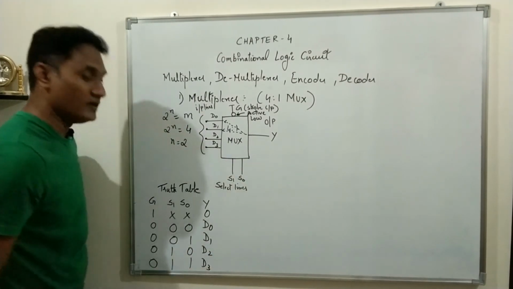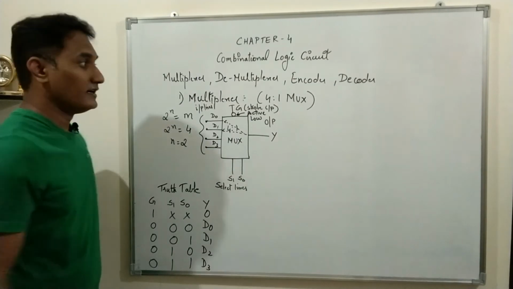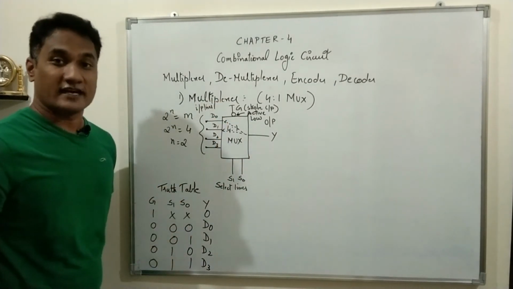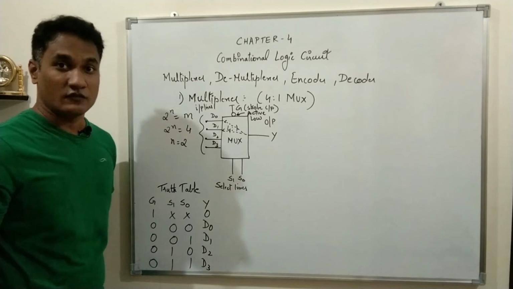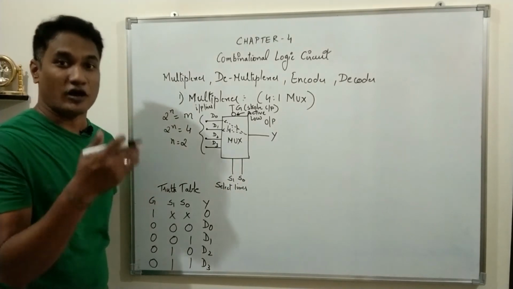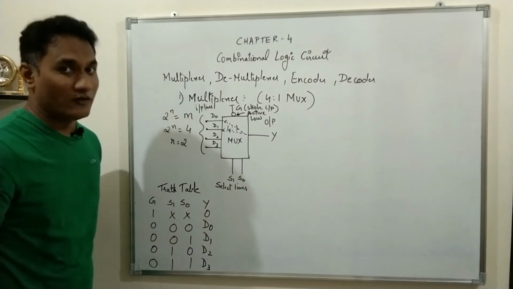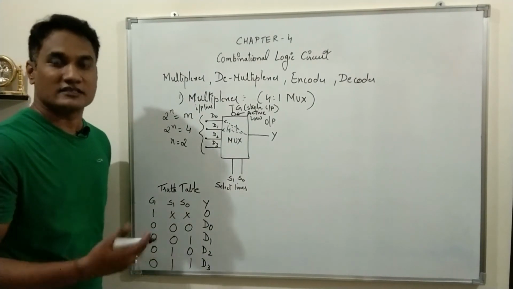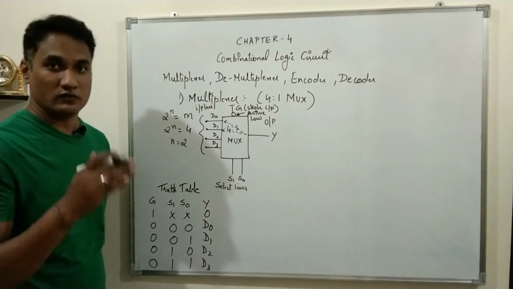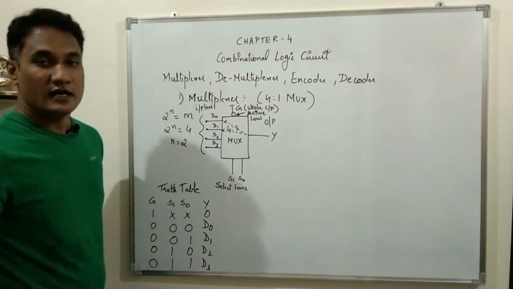Similarly, next condition D3. So what we did is, first we tried to understand what exactly the multiplexer is, what is the definition. We converted that definition into a block diagram. From the block diagram we wrote the truth table, and once we know the truth table, the next step is to write the equation, and once you get the equation you draw the logic diagram.